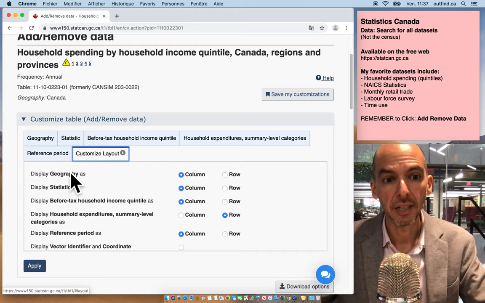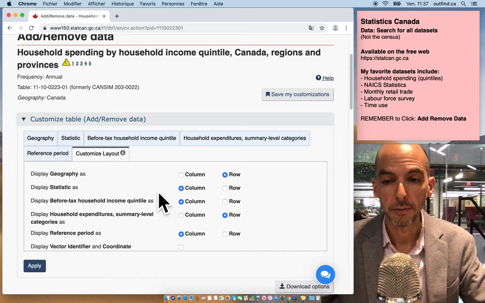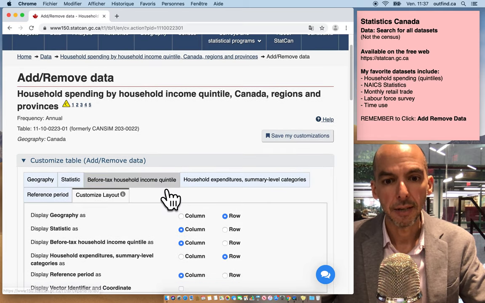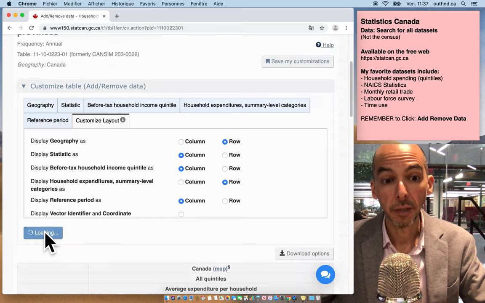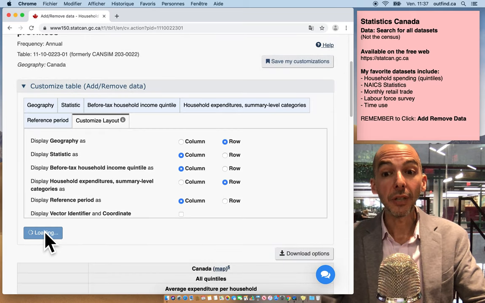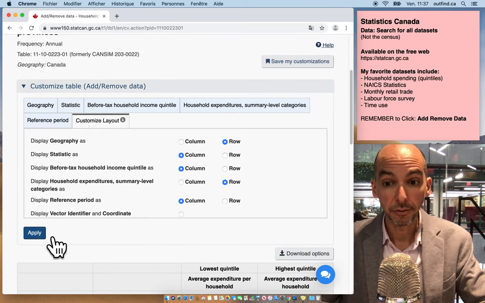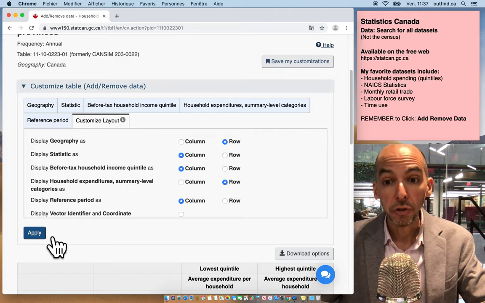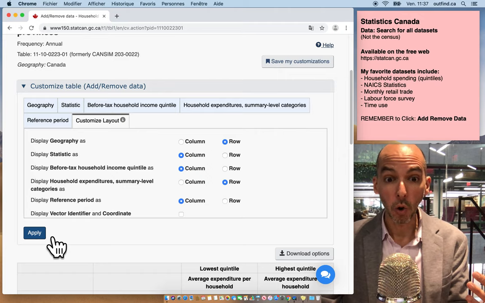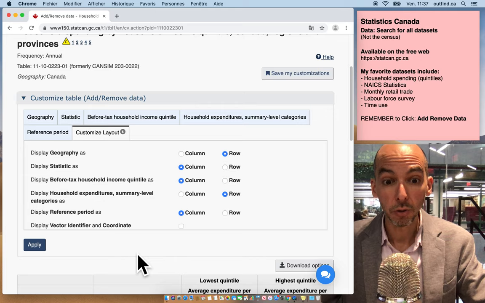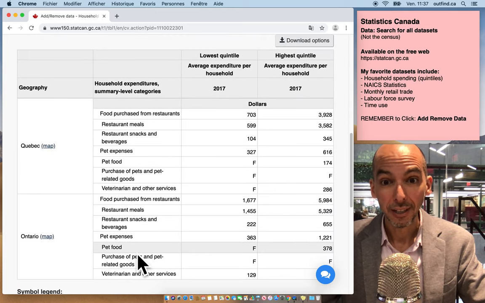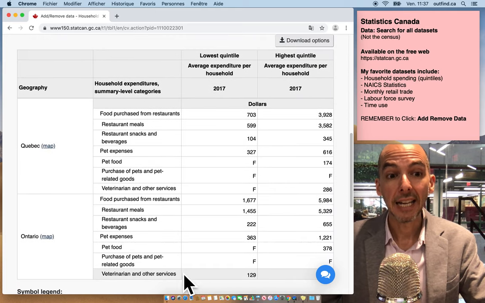The last thing is I'm going to customize the layout and make the geography as rows, because that also makes it into a nice pivot-like table. And then I'm going to apply. And so the point here is when you get to a data table on the data portal from StatsCan, you get the top line report, but then there's a complete way to get your own data table.